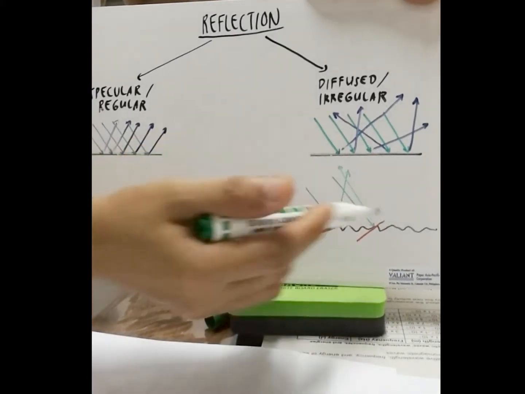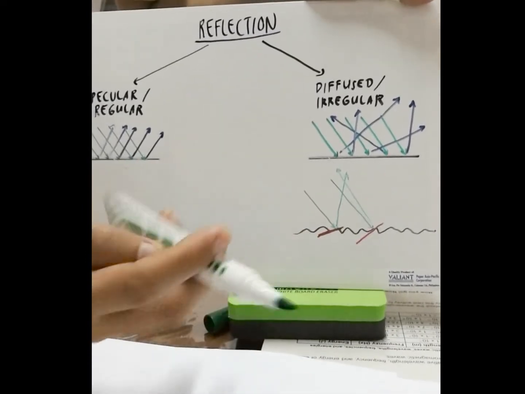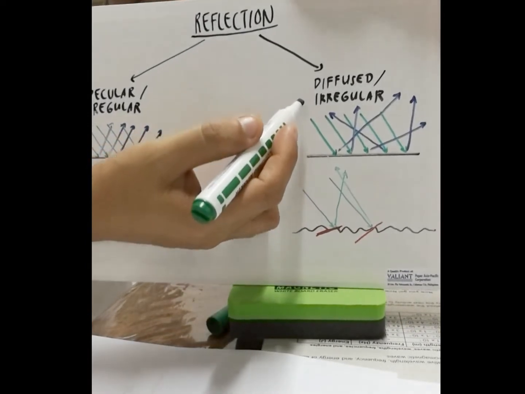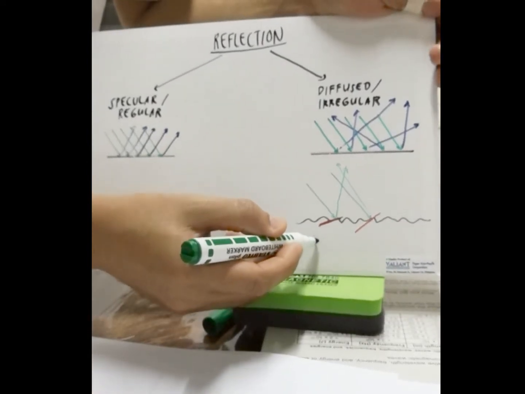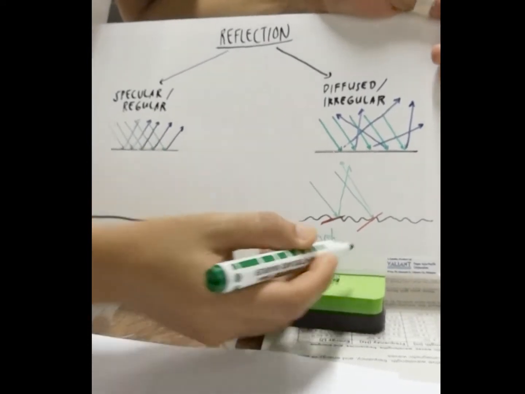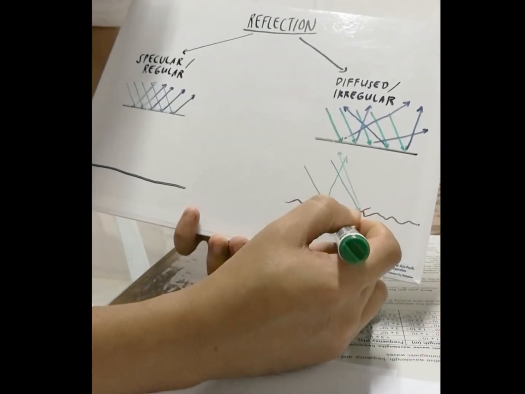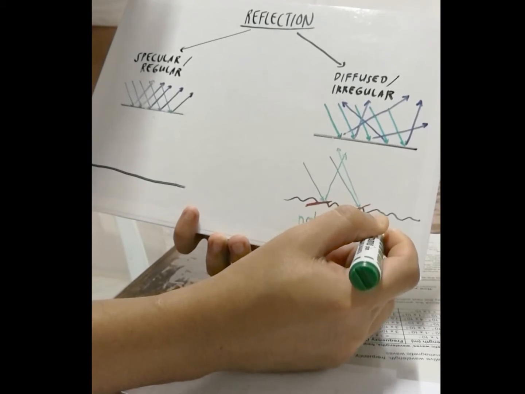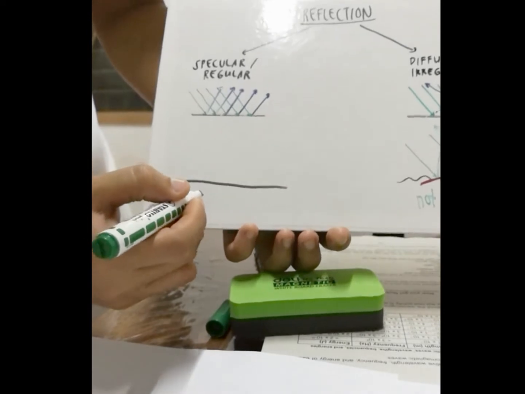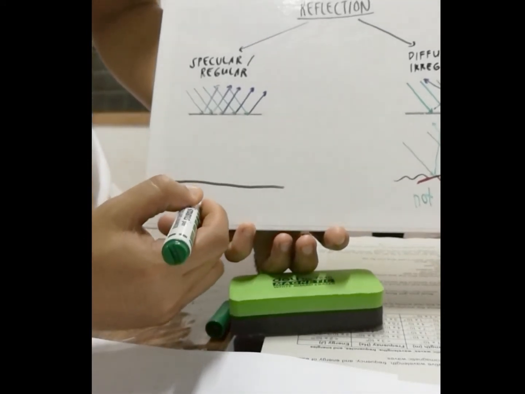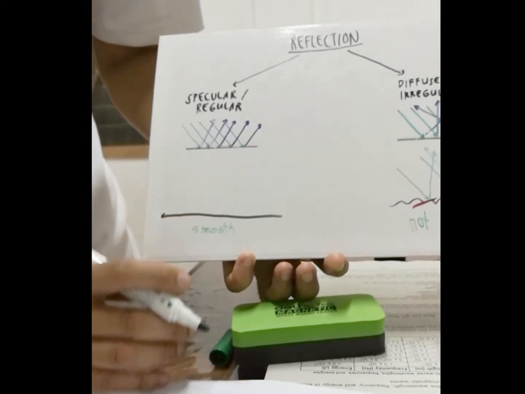Not because they don't follow the law of reflection, but because their surfaces are different, because objects that do irregular reflection are usually not smooth. So basically, these are the objects that are rough. Unlike when you have a mirror, for example, in which the surface is really smooth even at the microscopic level.